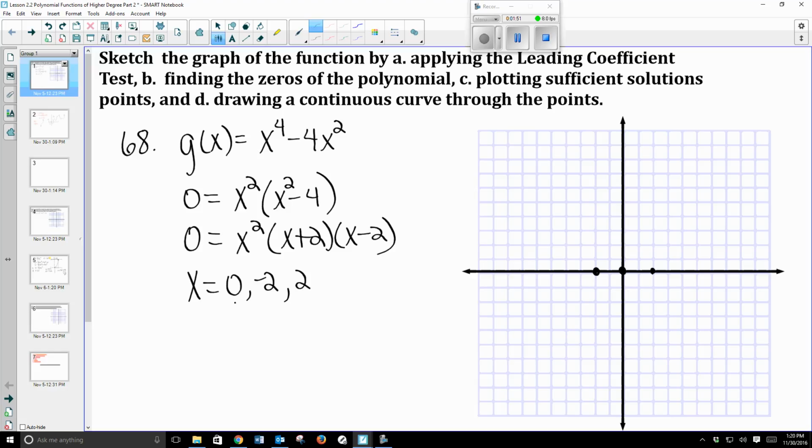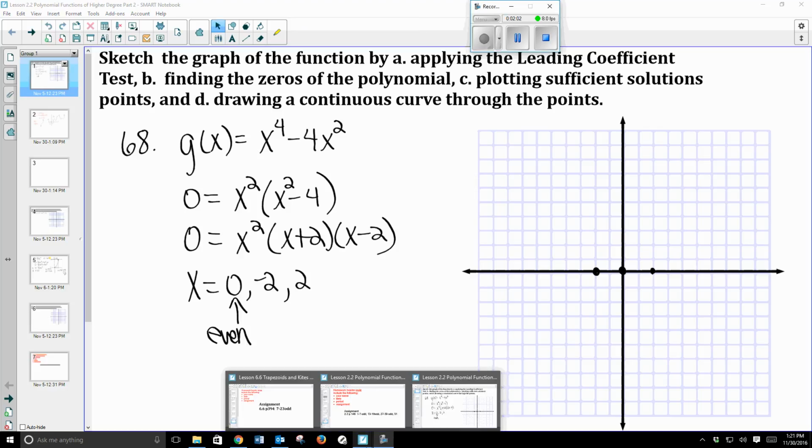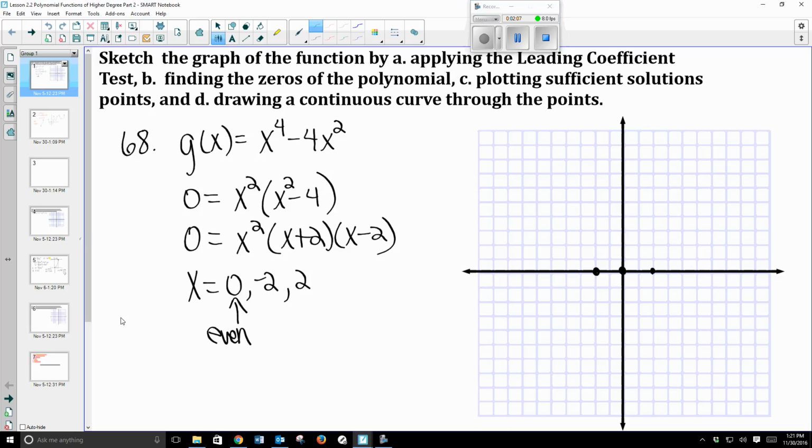So is this even or odd multiplicity? Even. And what is it going to do? So if it's even, will it pass through? Will it bounce or will it wiggle? Do you remember that part? Bounce.